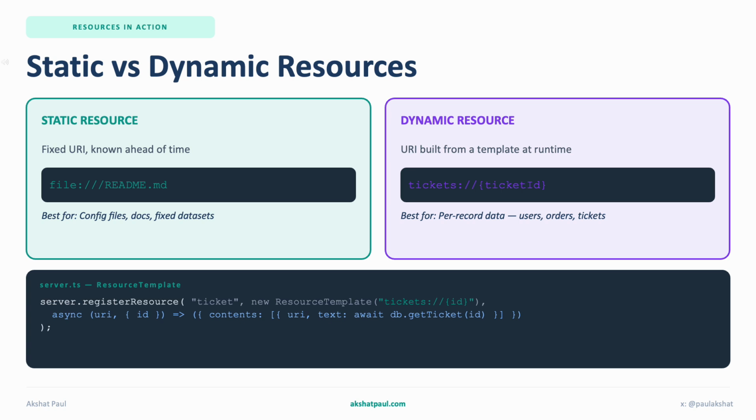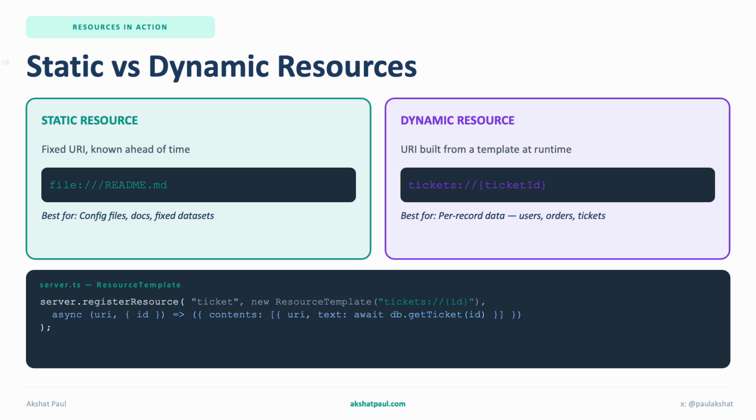Dynamic resources use a URI template, a pattern with placeholders that get filled in at runtime. Look at the example. tickets://{ticketId}. This single registration can serve an infinite number of actual resources. Ticket 482, ticket 901, whatever ID gets requested. This is exactly how you'd expose per-record data, individual users, individual orders, individual support tickets, without registering a separate resource for every single record in your database.